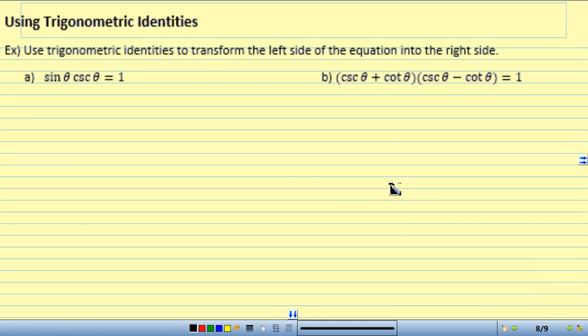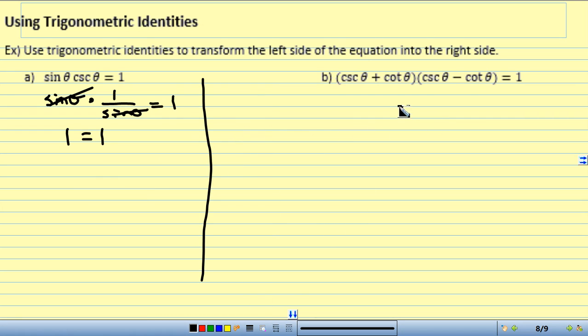So, using trig identities, we need to basically prove. All right, no problem. That's fine. We can do it. So I got sine theta, cosecant theta. Well, cosecant is 1 over sine theta. And that cancels out, so I get 1 equals 1. Done. Mic drop.